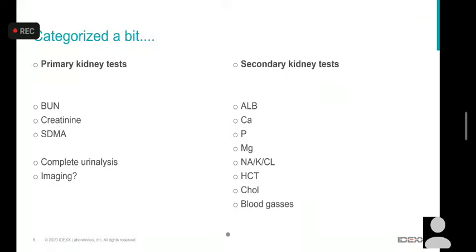And then we have all the secondary markers: albumin, calcium, phosphorus, magnesium, sodium, potassium, chloride, and I keep mentioning hematocrit, cholesterol, and blood gases, not to forget. So this is just a way of trying to categorize a little bit that we have primary and secondary, and this goes for all organ systems.